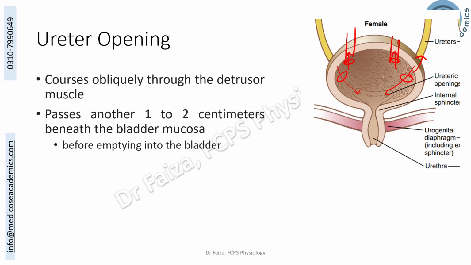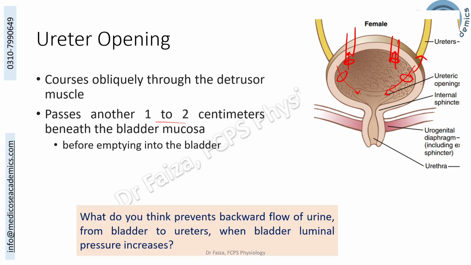Another important feature over here is the ureter traverses approximately 1 to 2 centimeters beneath the bladder mucosa before opening into the bladder, and that also provides a safety factor. Whenever there is contraction of the detrusor muscles, that area also gets contracted and the backflow of urine is prevented. So because of their obliqueness and passage behind the mucosa for 1 to 2 centimeters, this is providing a safety factor against the backflow of the urine into the ureters.